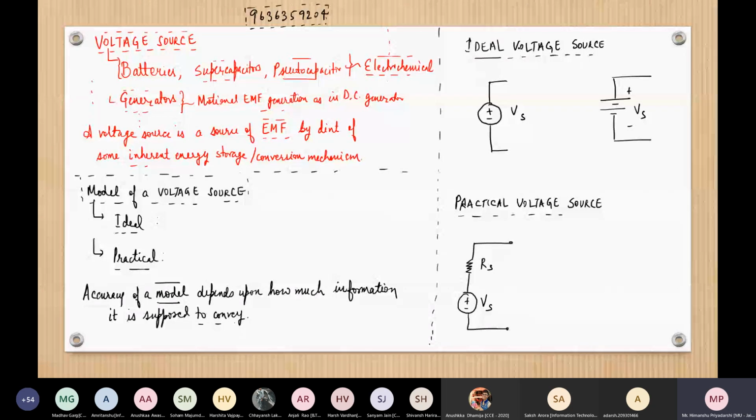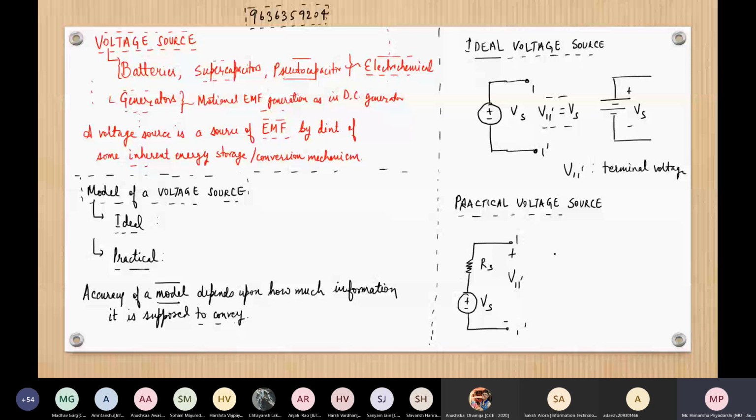In this case, if you call the terminal 11 dash, V11 dash is equal to Vs. Some people call it the terminal voltage, Vt. V11 dash is the terminal voltage, and in this case V11 dash will be equal to what?